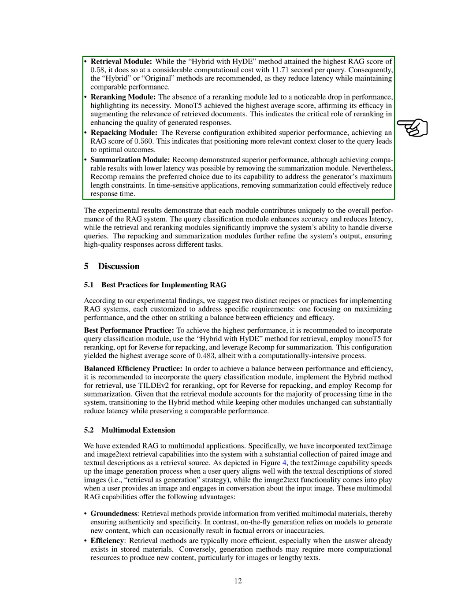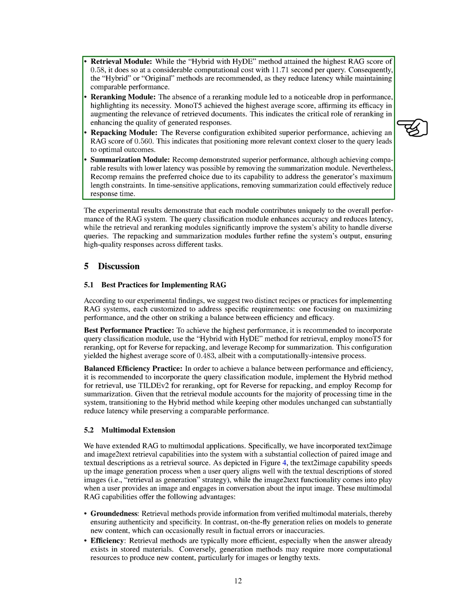The absence of a reranking module led to a noticeable performance drop, emphasizing its importance. monoT5 showed the highest average score, highlighting its effectiveness in enhancing the relevance of retrieved documents. This underscores the crucial role of reranking in improving response quality. In the repacking module, the reverse configuration demonstrated superior performance with an RAG score of 0.560, indicating that placing more relevant context closer to the query leads to better outcomes.